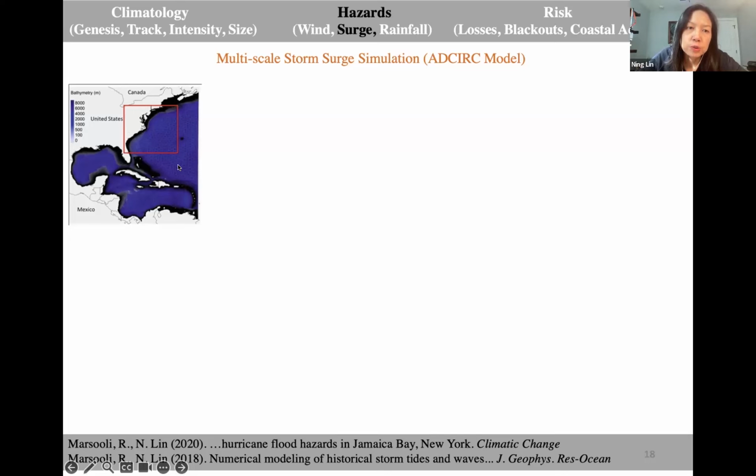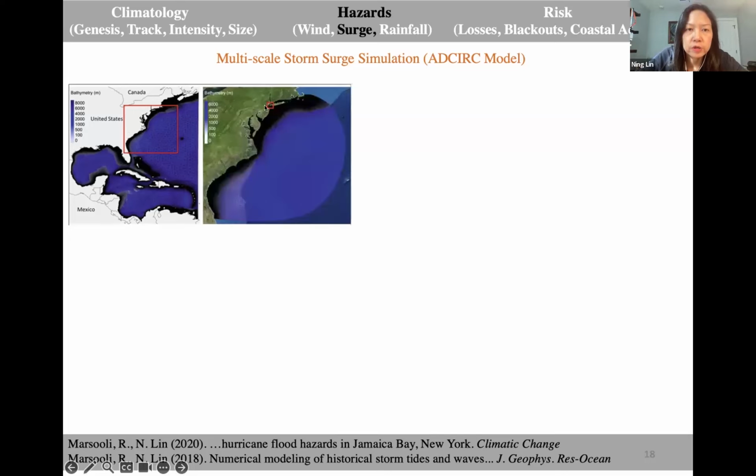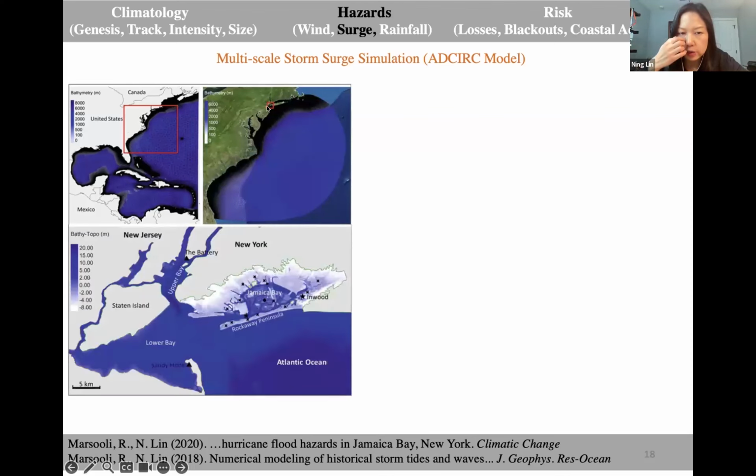But if we want to focus on a particular region, we can zoom in on it. For example, in a study where we need to develop designs for Jamaica Bay, we can develop another mesh with resolution up to 30 meters.